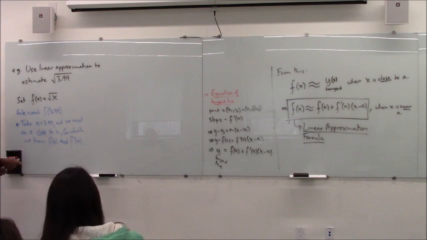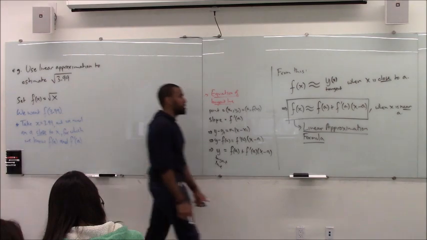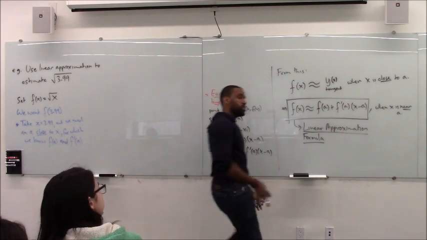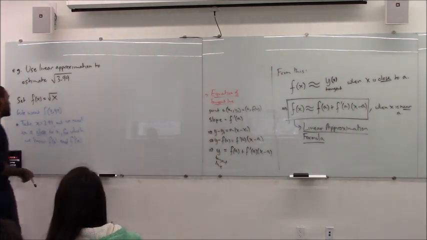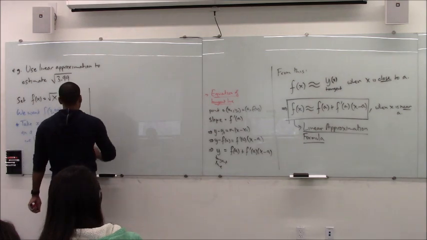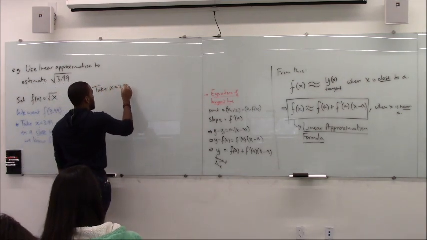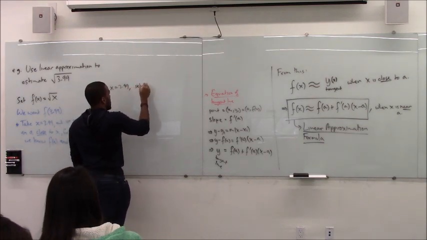4 is something that's super close to 3.99. There are other things for which we know exactly what the square root is. We know the square root of 1, the square root of 16, the square root of 36. But of course, for this to work best, they need to be close together. So I need to think of the closest thing to 3.99 that I can get. 4 is a pretty good candidate. I would know everything here. So I would take x to be 3.99 and set a to be 4.